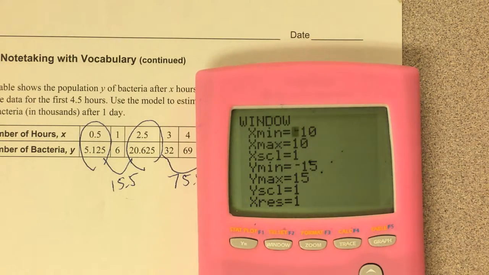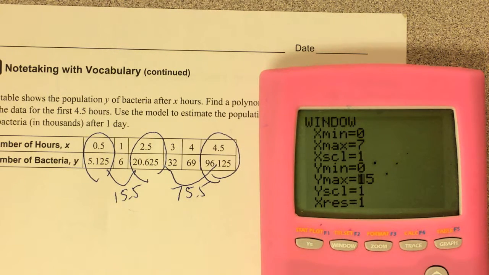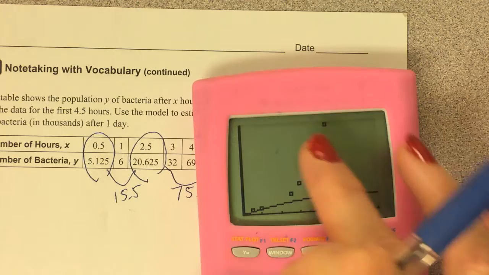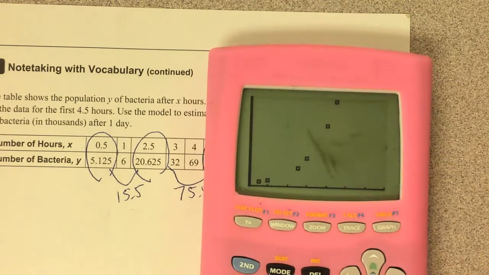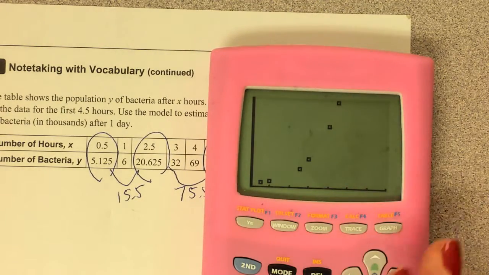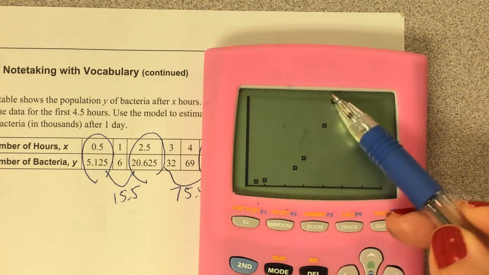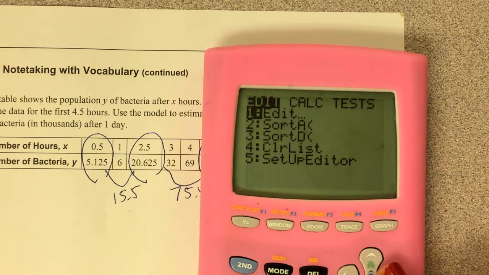I'm going to go to my window. I want to look at them because I might be able to tell even just by looking. I'm going to make it go to like 7, fine. My y's are going from like 0 to 100. Okay, so looking at that data, here's my old line. Get rid of that. Quadratic, I guess it was. Okay, so what does that appear it might be? Does it look linear? No. Does it look quadratic? Maybe. So let's calculate it. Stat, calculate.